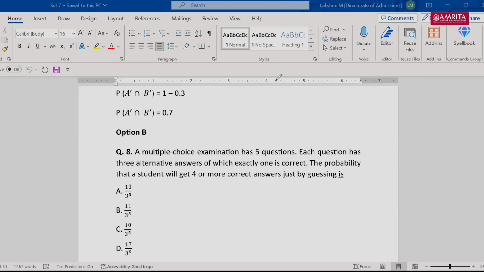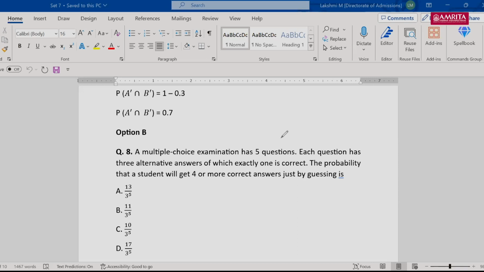So just start doing this. I got one answer, 13 by 3 raised to 5. I got another answer, 11 by 3 raised to 5. Completely fine, but before posting, you just need to revisit what you have done. I got option A and option B, that is 13 by 3 raised to 5 and 11 by 3 raised to 5. I want both of you to revisit. Only these two are there in the chat box.